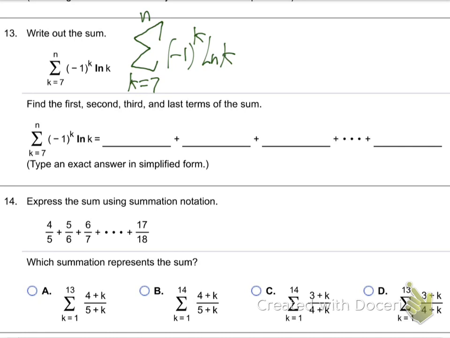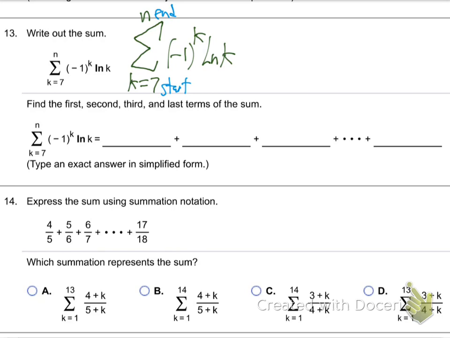So where are we going to start? What do we plug in first? Notice the bottom. k equals 7. You actually start at 7 with this one, huh? So you start with 7. They can start you anywhere. It doesn't have to start at 1, in other words. They can start you anywhere.